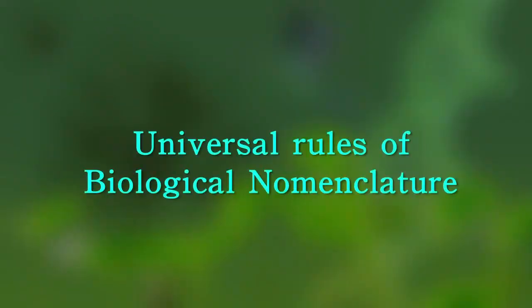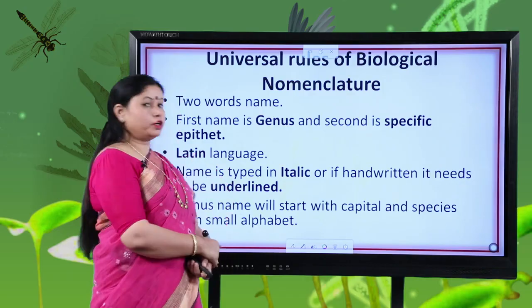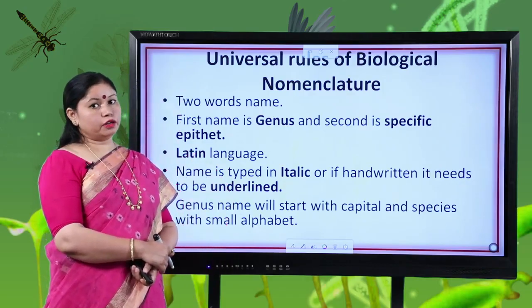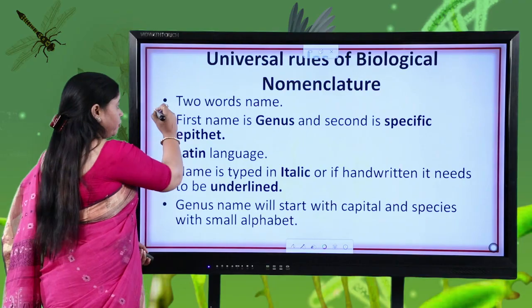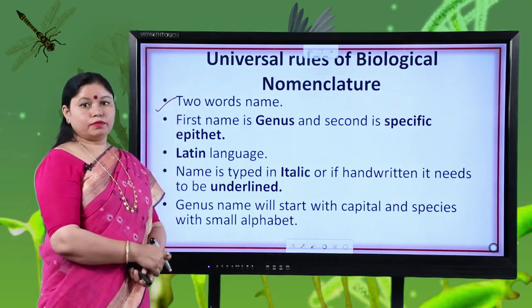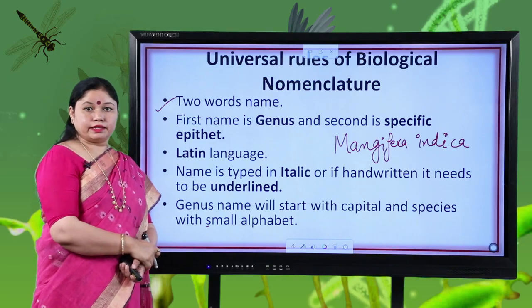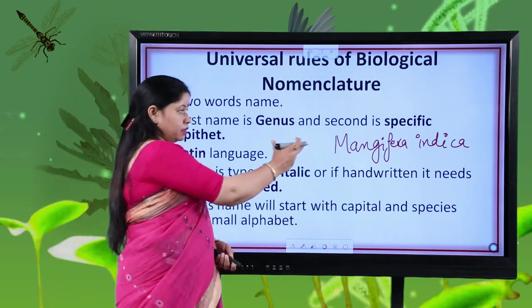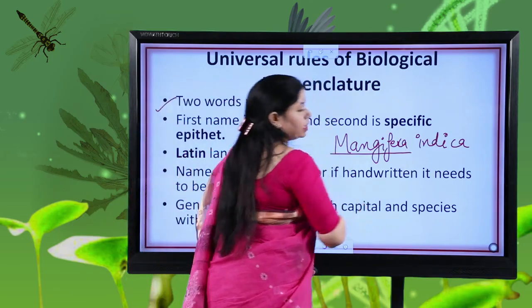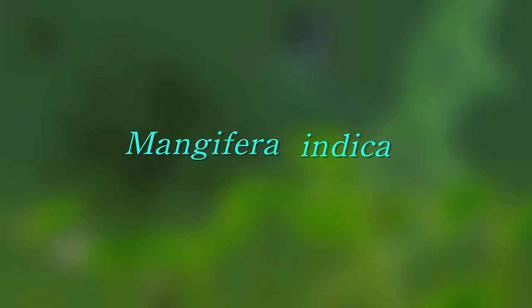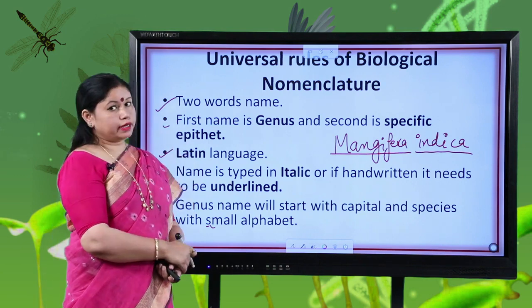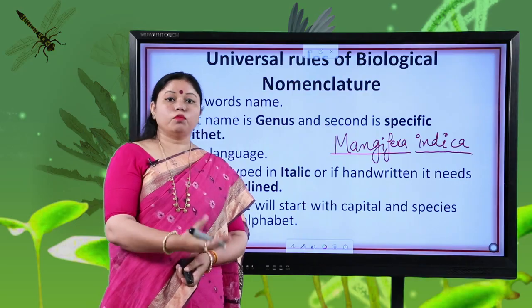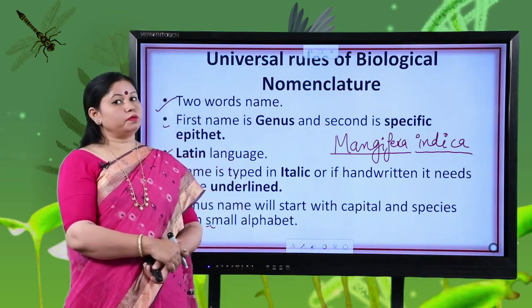Let us discuss universal rules of biological nomenclature. What rules should be followed while assigning or writing any biological name? First, every biological name must be a two-word name. Let's take an example, Mangifera indica. The second rule says that the first word of the name represents the genus and the second word represents the specific epithet. All these names are taken from the Latin language. Why? Because Latin is a dead language. You cannot add more words. So once the name is assigned, there will not be any change in that name.